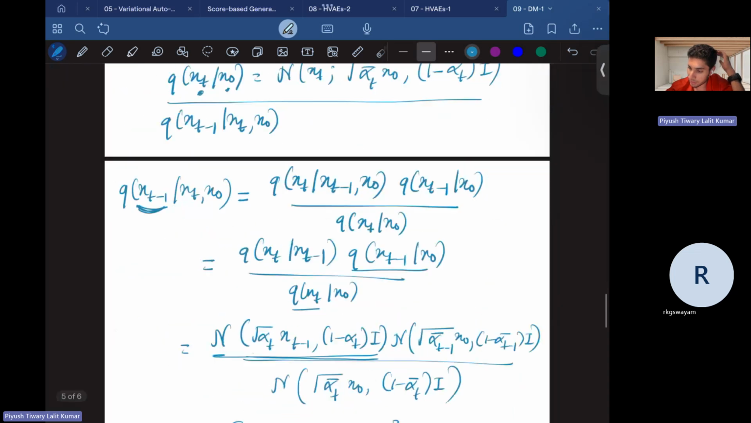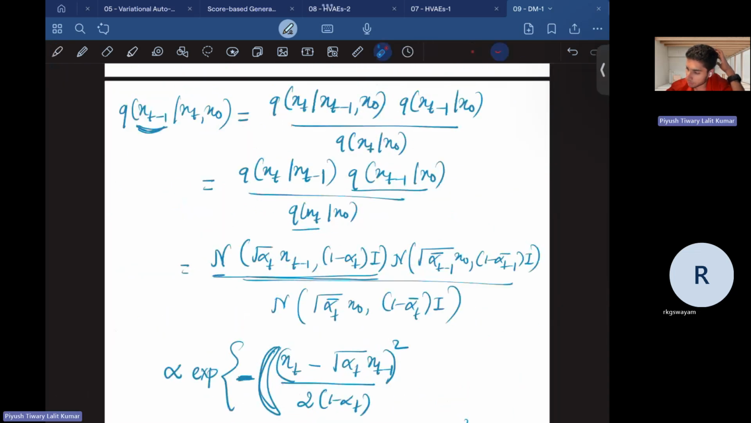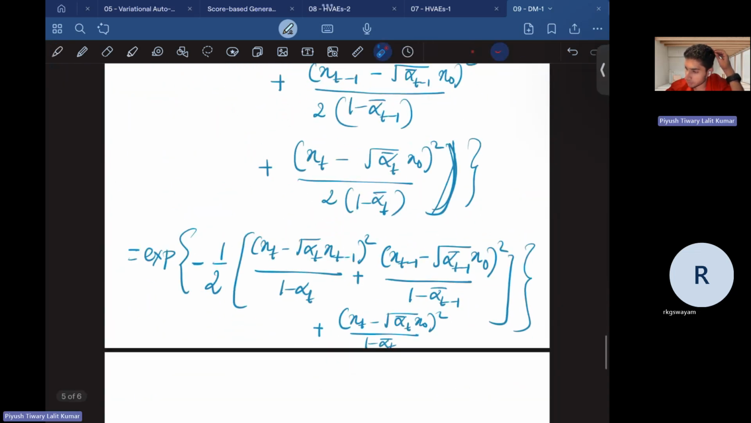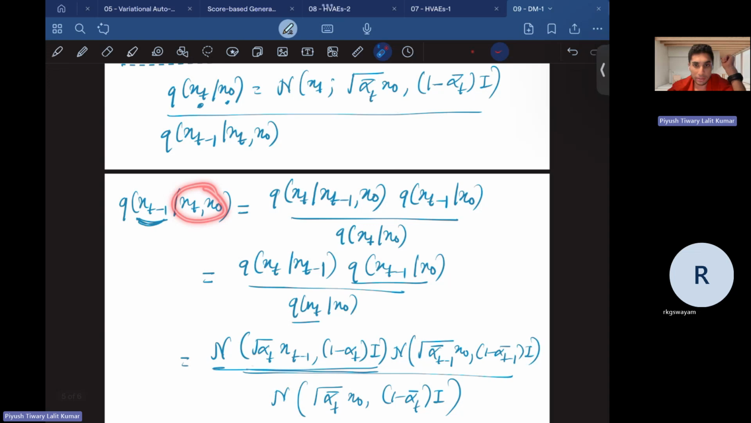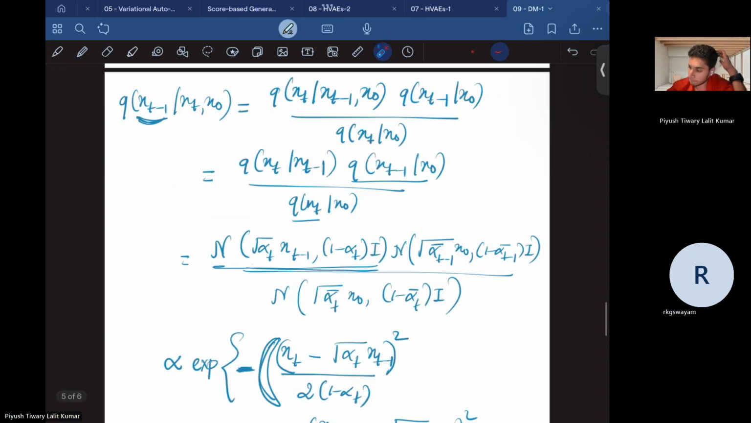Does that make sense? In this distribution, we only need to worry about the terms which are related to xt minus 1. Other terms that are related to, for example, xt, x naught, those are just constant because they are conditional. This is a conditional distribution. Does that make sense?